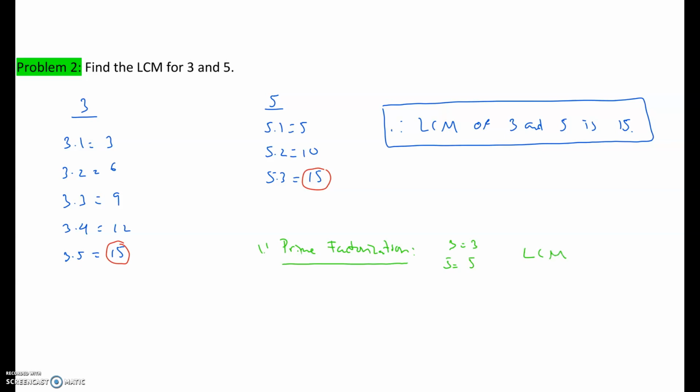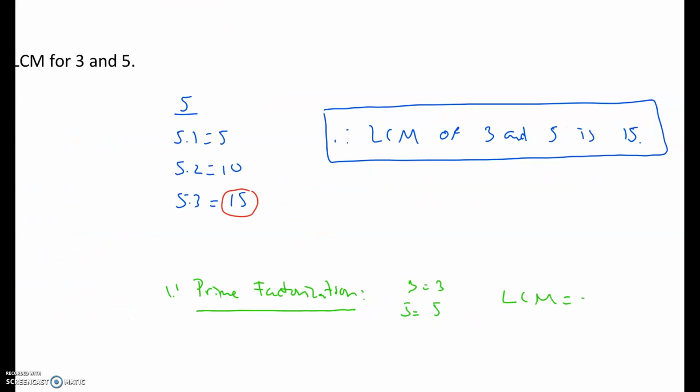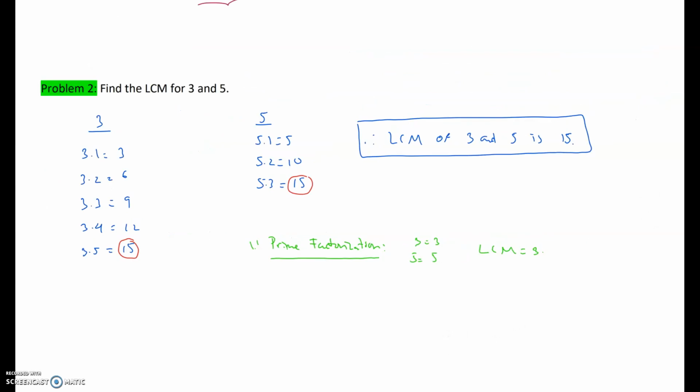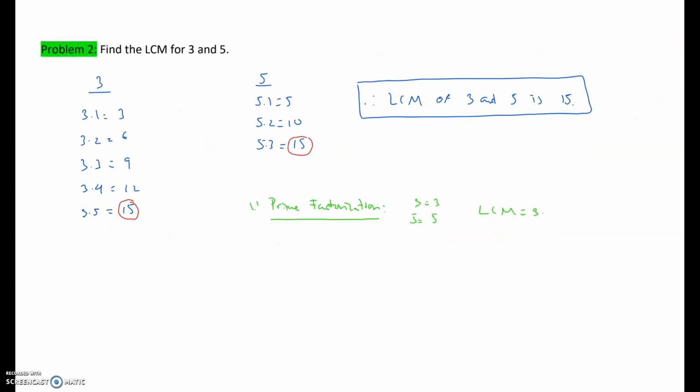So your LCM is equal to the maximum of the 3 that appears on both. So in this case, it'll be a single 3. And then this is a multiplication. And then the maximum of the 5's, well, only 5 to the first power. So it'll be 15. As I said, the prime factorization will be easier if you have larger values. Let's take a look at problem 3.